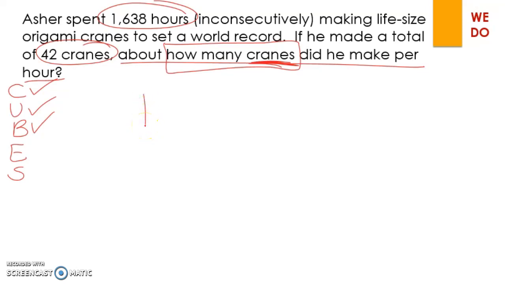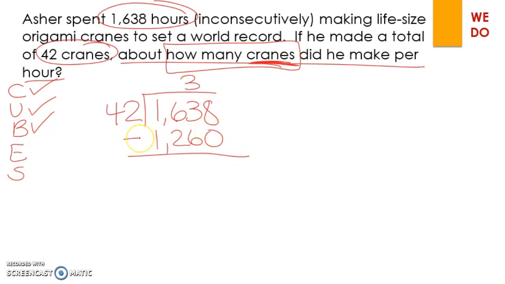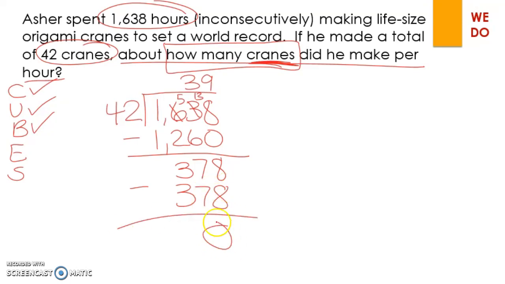1,638 divided by 42. Remember what we did the last time. We said, okay, I know that it would go in about 3 times, and then I'm going to subtract. And that should give me, because I'm regrouping here, 378. And I remember that 42 goes into 378 9 times. And 9 times 42 is 378. And I have no remainder.